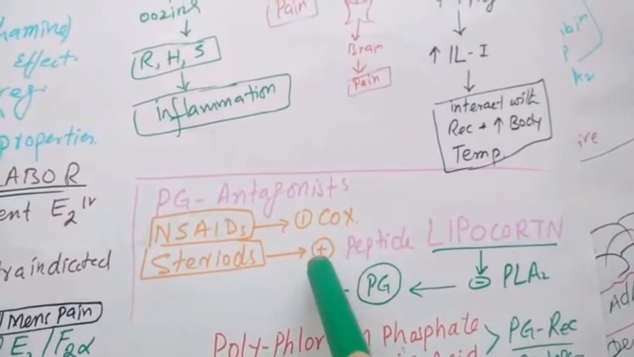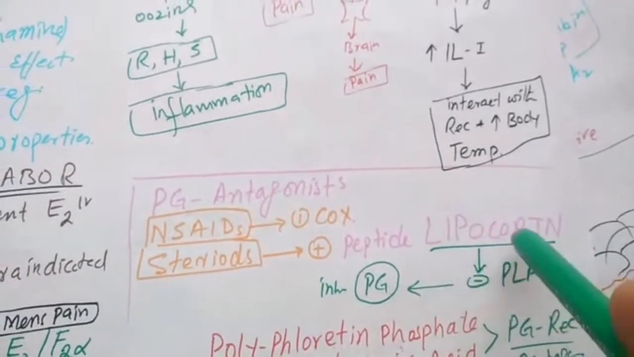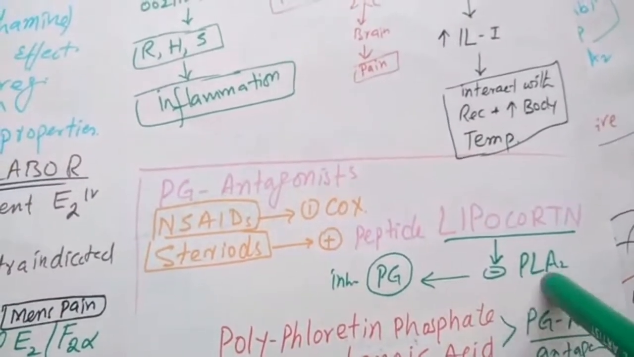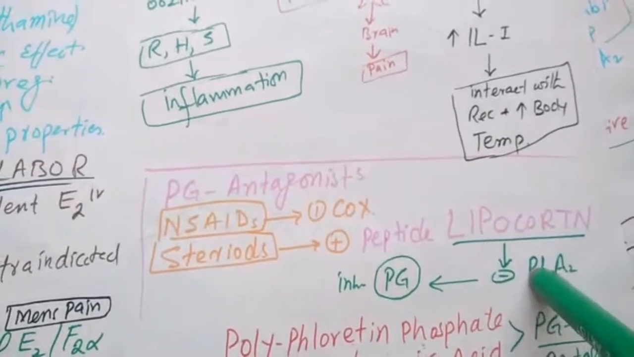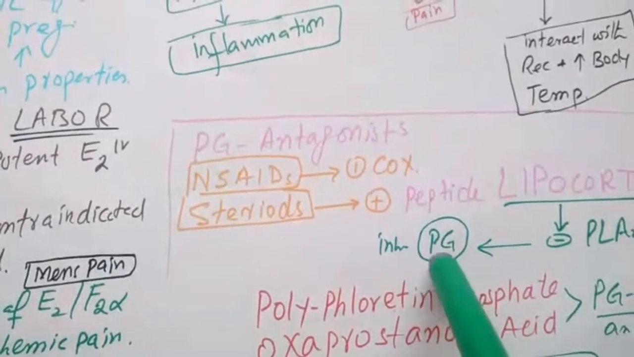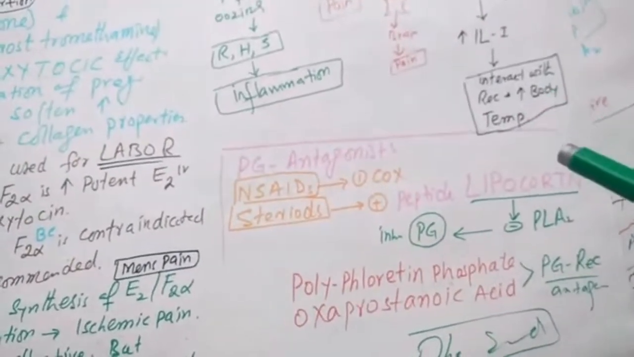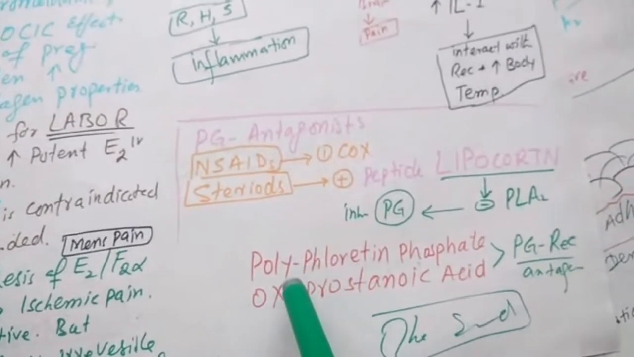Steroids produce the peptide lipocortin. This lipocortin then inhibits phospholipase A2. This phospholipase A2 inhibition leads to prostaglandin inhibition, and there is inhibition of pain, fever, and inflammation.